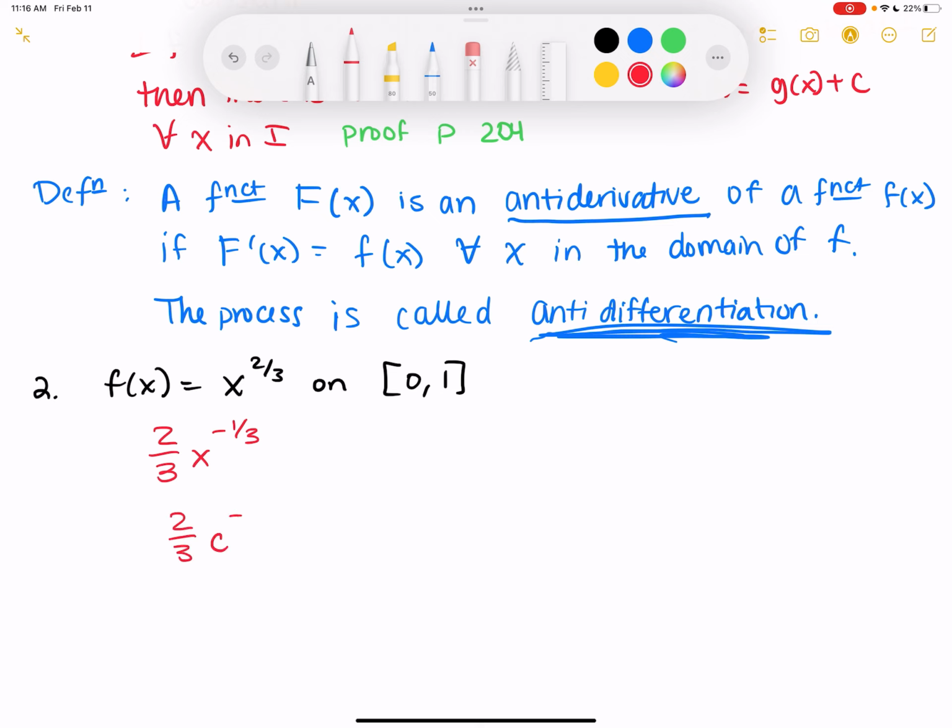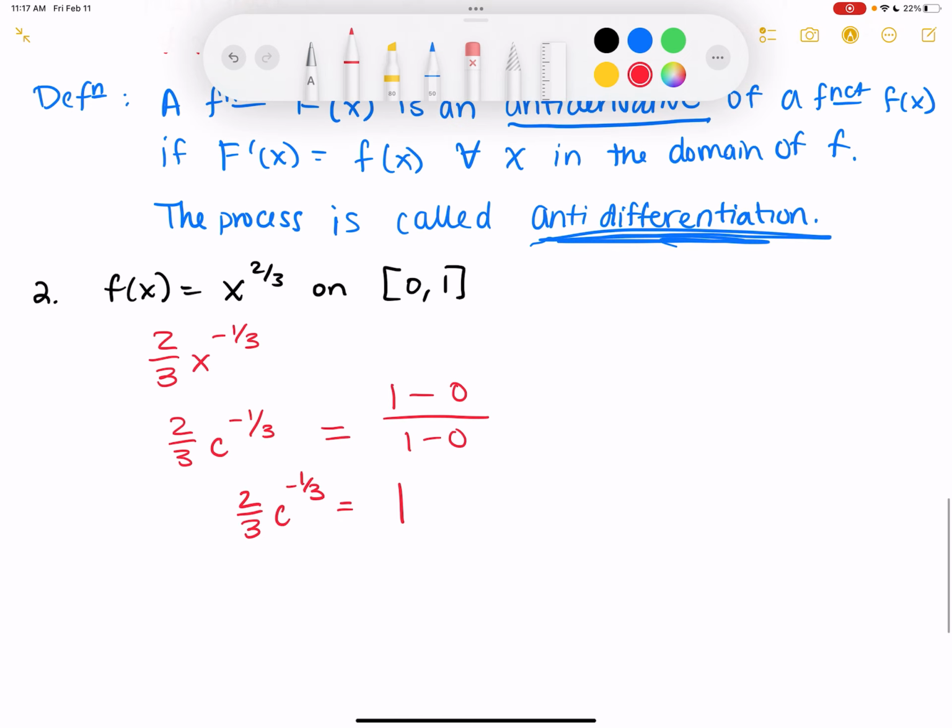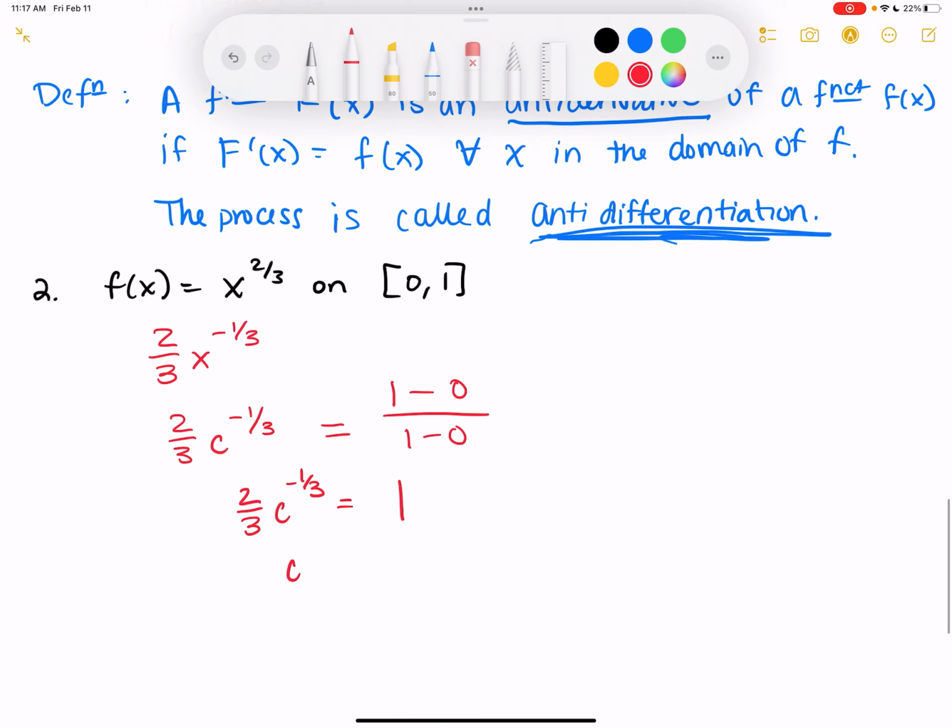So 2/3 c to the negative 1/3 is equal to f of b, so that would be 1 to the 2/3, which is going to be 1, minus f of a, which is, making x 0, that's 0, over b minus a, so 1 minus 0. So we end up with 2/3 c to the negative 1/3 is equal to 1. We can multiply by the reciprocal. So we have c to the negative 1/3 is equal to 3/2.